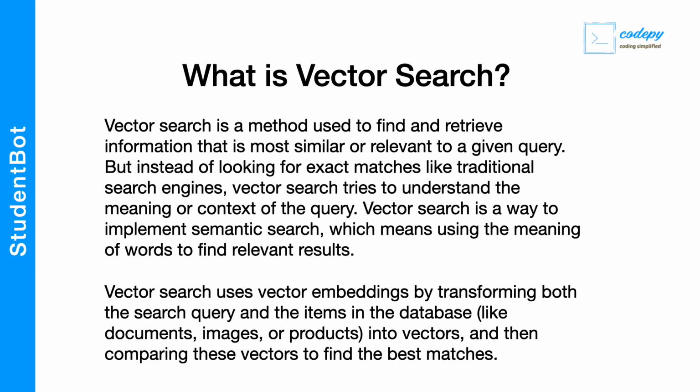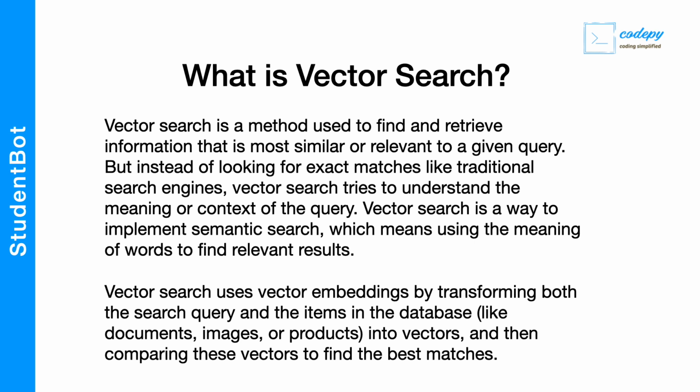So what is vector search? Vector search is a method used to find and retrieve information that is most similar or relevant to a given query. But instead of looking for exact matches like traditional search engines, vector search tries to understand the meaning or context of the query. That's the magic here.